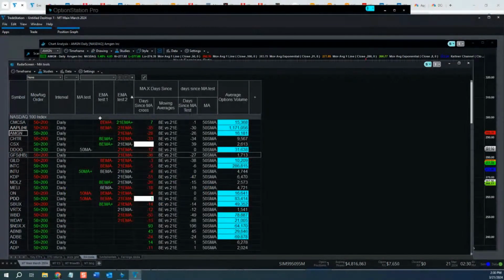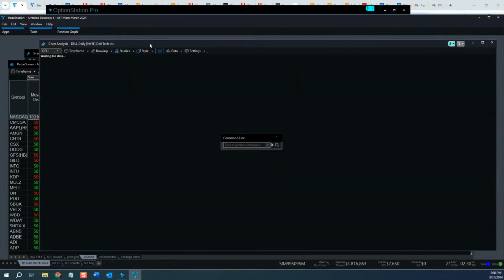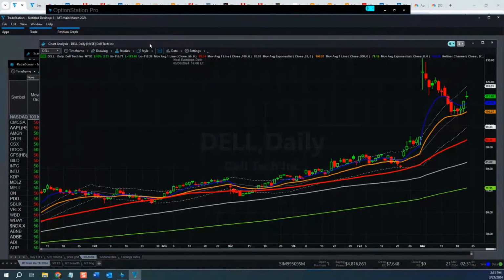If you look at the 21-day exponential moving average test, that was how I discovered Dell yesterday. I put it on the rundown. To me, Dell is an interesting name, and these are some of the things that we're seeing here. That's why we want to be looking at some of these signals on our TradeStation workspace.